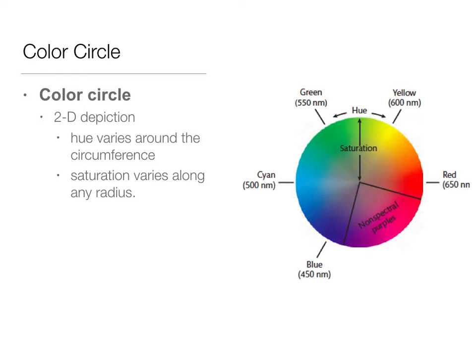So when you play with a color circle on any number of programs, again, you can pick the color going around the circumference, and then you can pick the saturation of that color on the radius. We're going to have the darker, more muted tones in the center. We're going to have the brighter tones towards the outside.